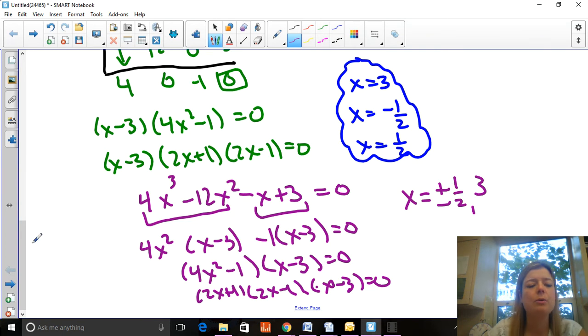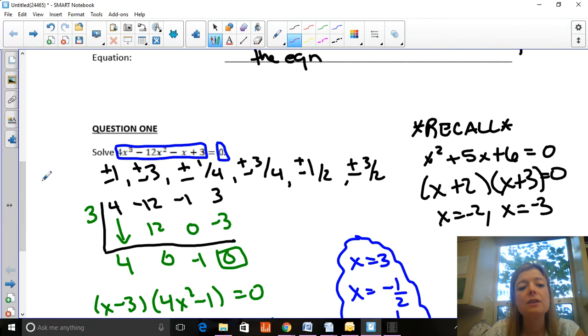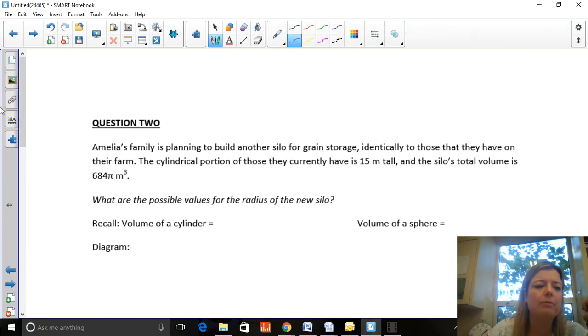So this is the most basic type of question you're going to be asked. This is when a polynomial is already set equal to 0, and so no rearranging is necessary. You're just going to factor it and move on with your life. Now we're going to get to a word problem where you'll see there'll be a little bit more difficulties that come up.